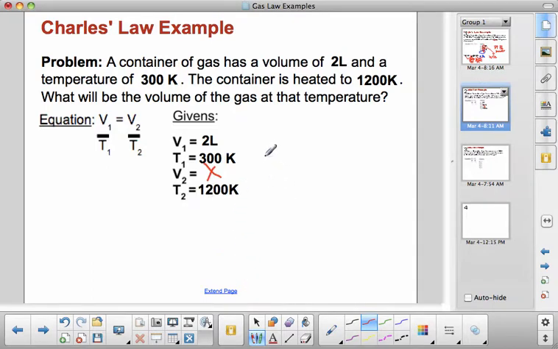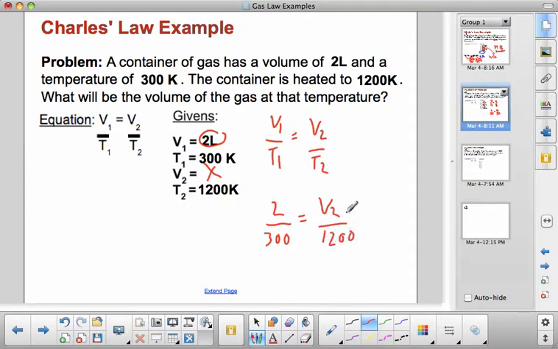So when we plug these into our equation, we have V1 over T1 equals V2 over T2. V1 was this 2 liters, so we're going to put the 2 over the top. The T1 was 300, so we'll plug that in there. V2, that's what I'm trying to solve for. I don't know what V2 is. That's what we need to solve for. And then my T2 was 1200, so I'll put that down on the bottom.